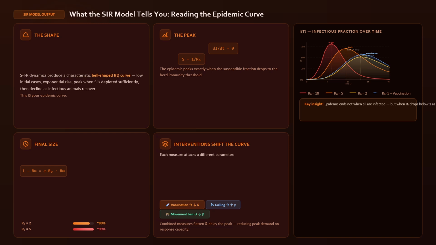And notice the epidemic doesn't end because everyone got infected. It ends when RT falls below 1 as the susceptible pool depletes. The final size depends on R naught. At R naught of 2, roughly 80% are infected. At 5, it's nearly everyone. Now the good news. Interventions shift this curve. Vaccination lowers S, culling raises gamma, and movement bans lower beta. Combine them and you flatten and delay the peak, easing the strain on your response capacity.